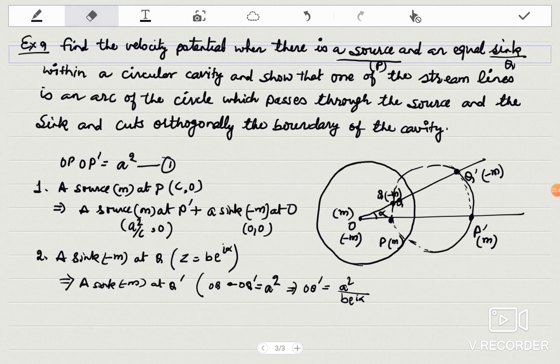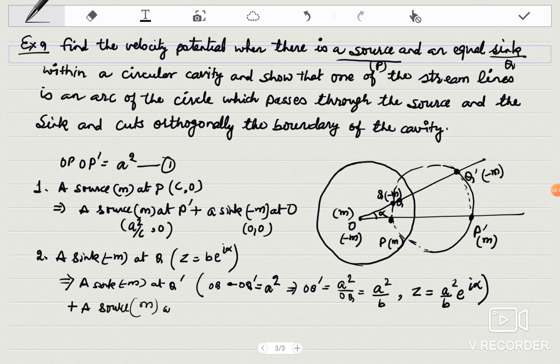This is wrong. This is not the length. OQ' will be A square upon OQ and OQ is B. So location becomes Z is equal to A square upon B e raised to the power I alpha, because this line is making an angle alpha. So this is its location. Plus, by the image system, a source of strength M at O, meaning (0, 0).